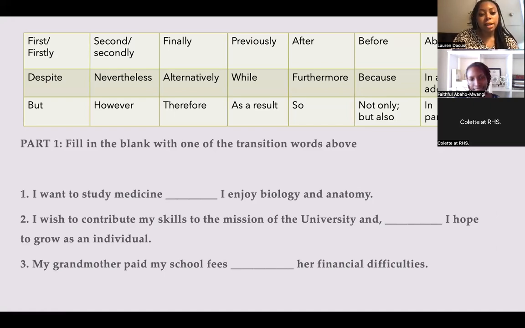I want to study medicine, I enjoy biology and anatomy. Number two, I wish to contribute my skills to the mission of the university, I hope to grow as an individual. And number three, my grandmother paid my school fees, her financial difficulties. I will give you all space to complete this.